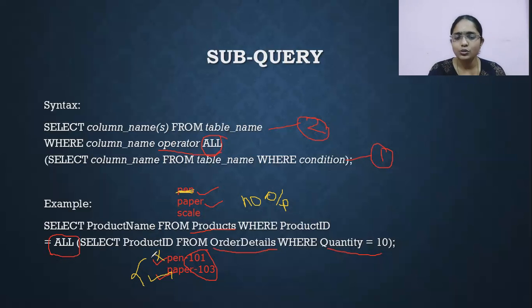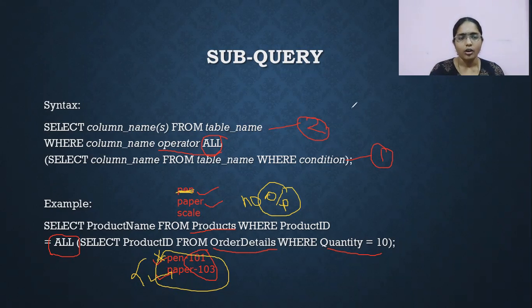In case of any, at least one product is matching, the matching product is going to be displayed. In case of all, it looks for all the products, whatever is given by the inner query should be present in your outer query. If it is not present, what happens? It will never give you the output, it will give you just an empty screen. No output will be thrown. So this is the variation between any and all.